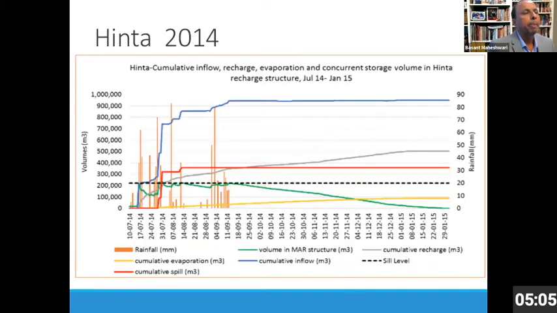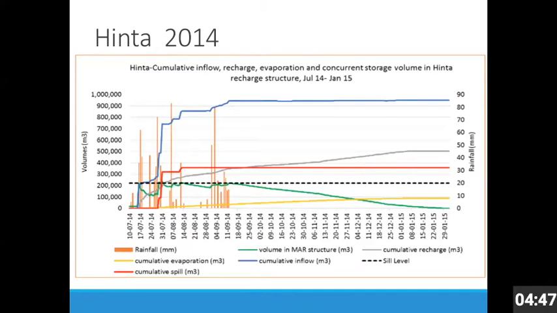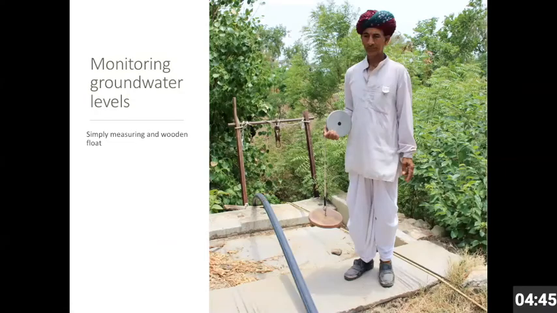Next one, please. And this is where we used those farmer-collected data to build a water balance. Again, that provided an understanding of how much recharge is taking place from, say, a given check dam, and how much area can be irrigated.